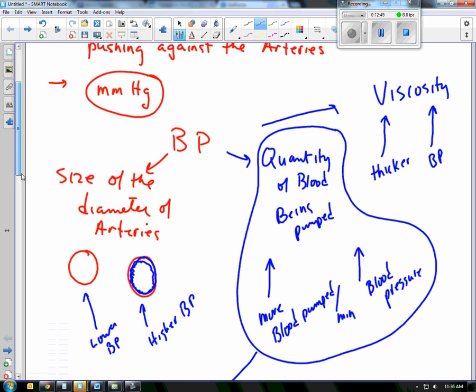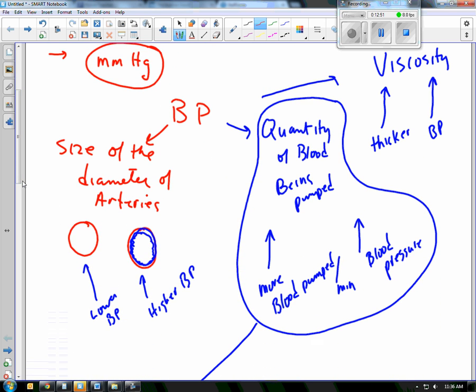So there's actually three things that influence and change blood pressure, and here's the first one: the size of the diameter of your arteries. So let's just take a look at two arteries. Here's artery A and artery B, but there's something going on in artery B.